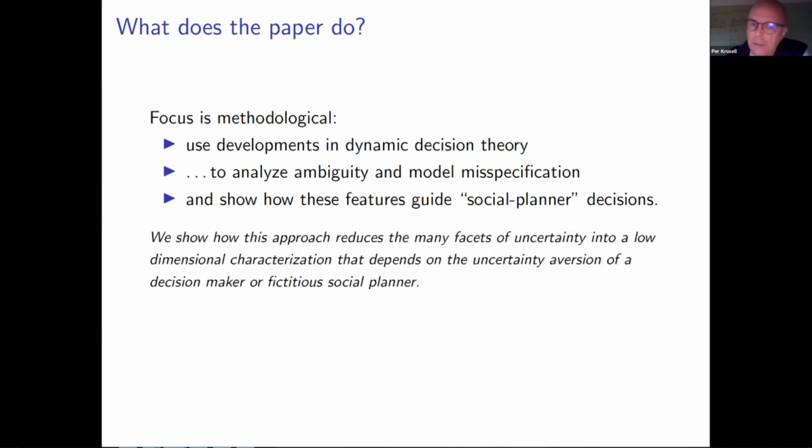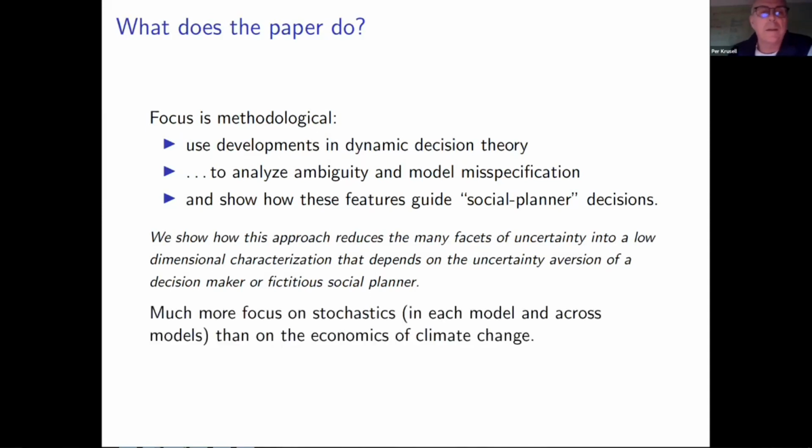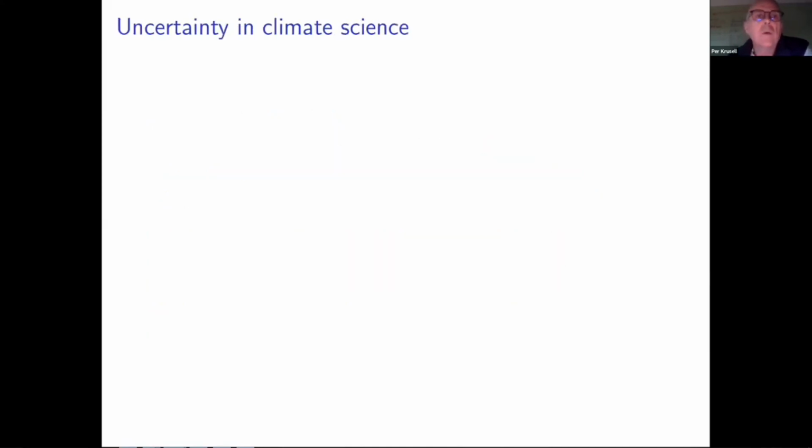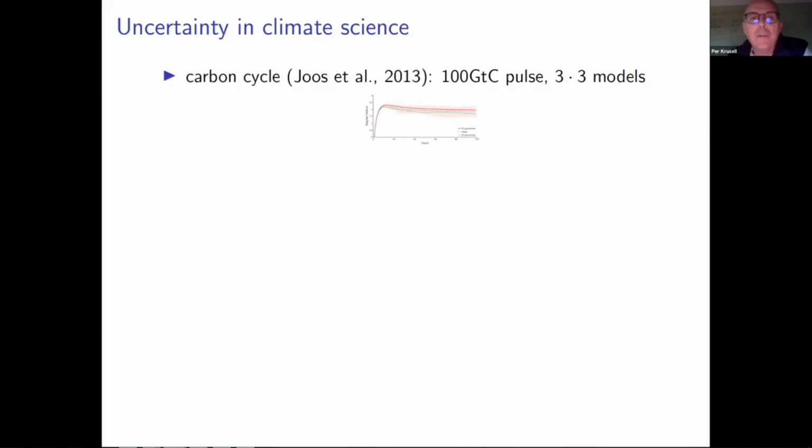So basically, they say in the abstract, their approach reduces the many facets of uncertainty into a low-dimensional characterization that depends on the uncertainty aversion of a decision maker or fictitious social planner. And I think the focus is more on the stochastics in each model and across models than on the economics. So in that sense, this is in line with what Mar said, but so uncertainty in climate science. Now I've reproduced the graphs here, and you have to remember what's on the axis.